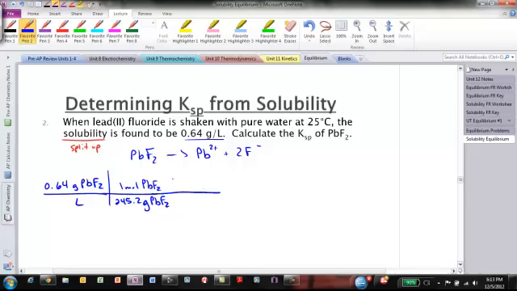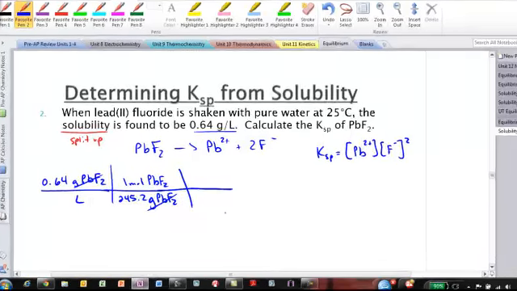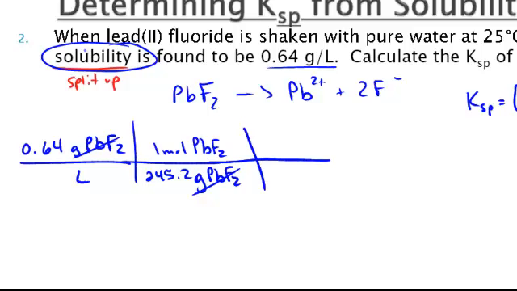Okay, so here's where you've got to be paying attention. For our Ksp, we're going to need Pb2 plus and F negative squared. Right now, we have the concentration of PbF2. That's the concentration that will split up. So we have to figure out how much Pb2 plus that will make and how much F negative that will make. To figure out how much Pb2 plus, you go 1 mole of PbF2 is 1 mole of Pb2 plus, and you get that answer.